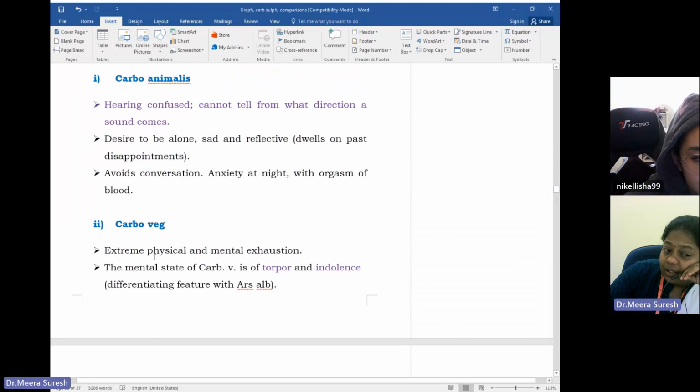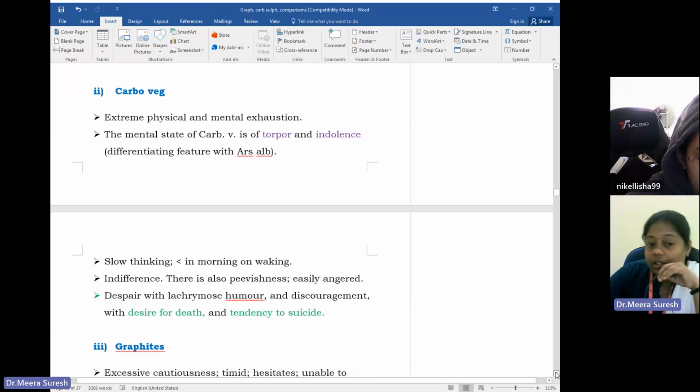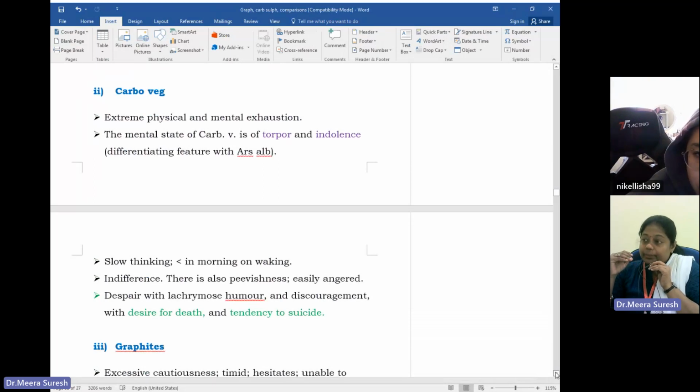Then in Carbo veg, the patient is extremely exhausted. You know the Carbo veg patient who is very lazy, very indolent in nature. They are having that physical and mental exhaustion. The mental state is of torpor, that is, they don't want to do anything, complete lazy indolent nature. And this is one of the differentiating features with Arsenicum. Now if you remember, Arsenicum also has somewhat of that terminal stage, a collapse condition where the vitality is very much lost, everything much similar to Carbo veg.